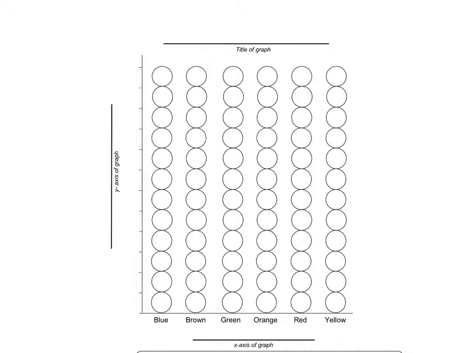First of all, as you can see here, these are the different colors of the M&Ms. So the x-axis should be the color of the M&M chocolate. Okay, M&Ms, that will do. Then we have the y-axis. The y-axis is the number of M&Ms.